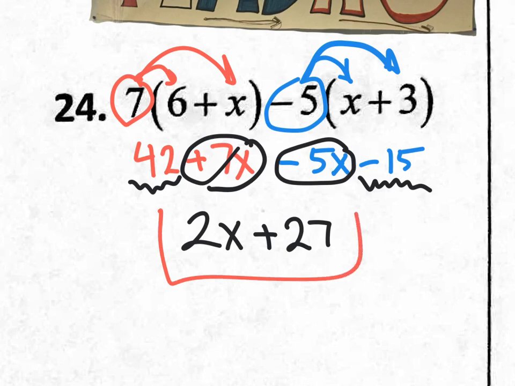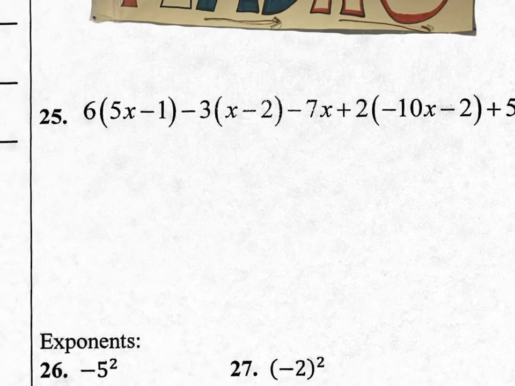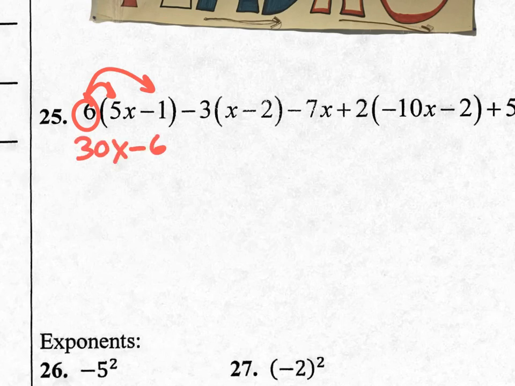So let's move on to 25. 25 is fun. It's the kind of question you want to take to a party on a Saturday night. Turn on the lights, tell everybody to gather around, show them how to distribute and combine like terms. Instant popularity. Okay, so let's actually distribute 6 times 5 and 6 times negative 1, and we're going to get 30x minus 6.